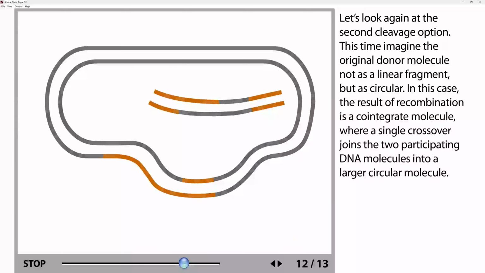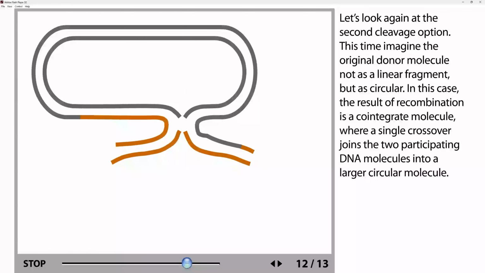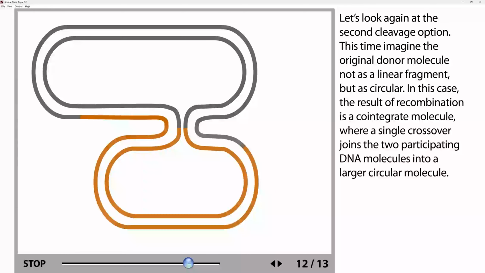Let's look again at the second cleavage option. This time, imagine the original donor molecule not as a linear fragment but as circular. In this case, the result of recombination is a co-integrate molecule, where a single crossover joins the two participating DNA molecules into a larger circular molecule.